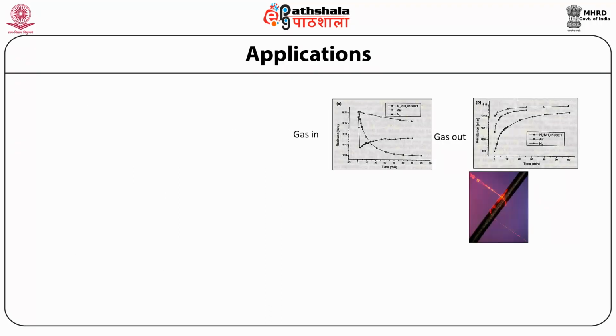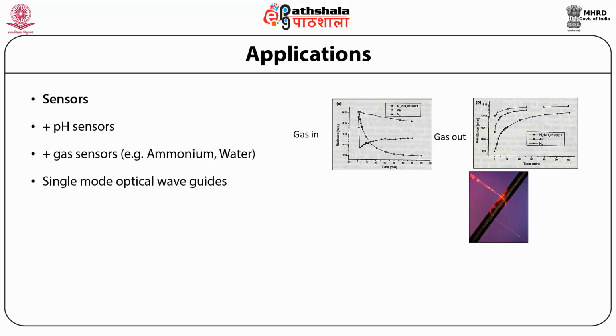Let us now discuss the brief applications of nanowires, that is in sensors, in pH sensors, in gas sensors to detect the ammonium, the water. Now these two are the graphs which are shown for the resistance change with time when there is a gas in and when there is a gas out. They are also used to fabricate the single mode optical waveguides.